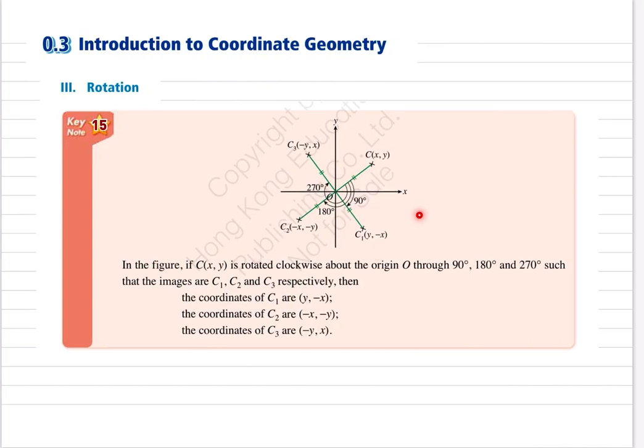And of course, it can be rotated clockwise. So you can just think about that. Rotate clockwise 90 degrees is anti-clockwise 270. Rotate clockwise 180 is the same as anti-clockwise 180 degrees. Clockwise 270 means anti-clockwise 90 degrees.